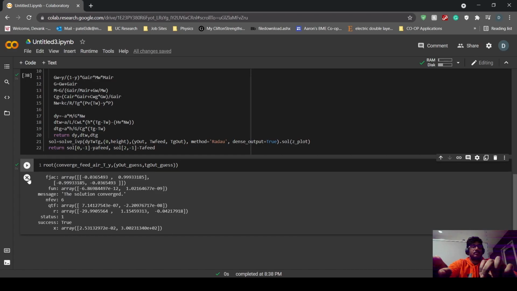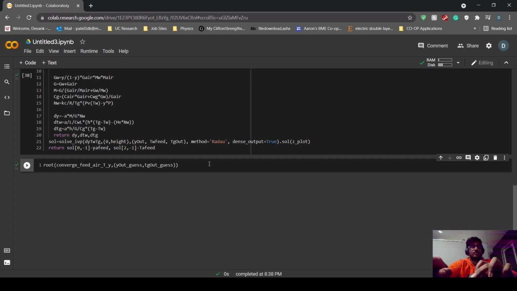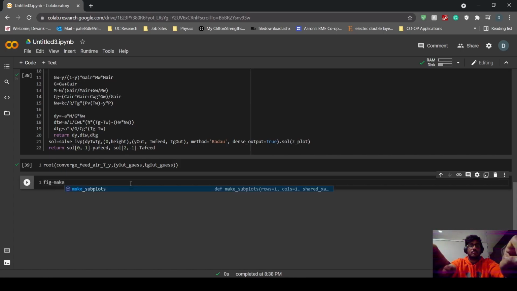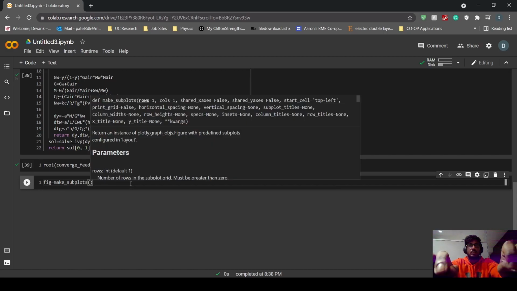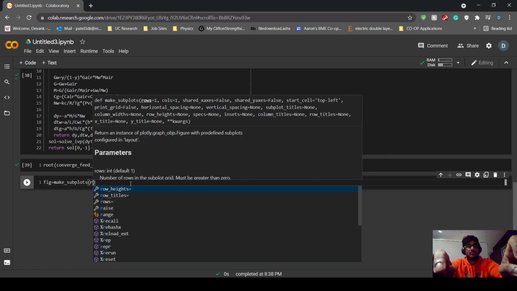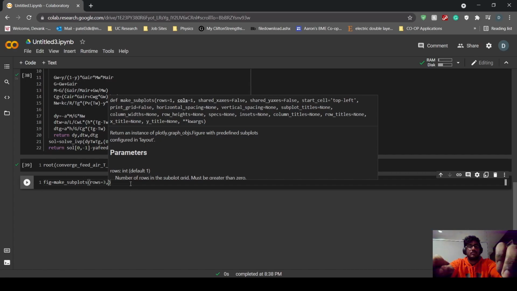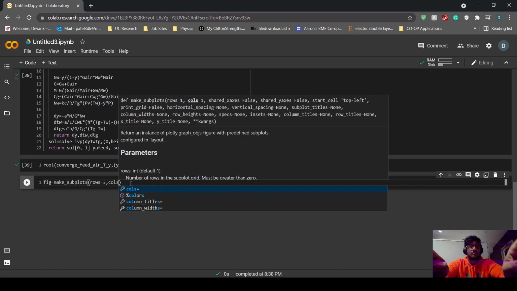And now what we can do is go ahead and begin graphing our solution. So we're going to add another line of code. So we're going to say fig equals make underscore subplots. Make subplots. We want 3 graphs, so we're going to say number of rows, rows equals 3. And then columns is equal to 1.